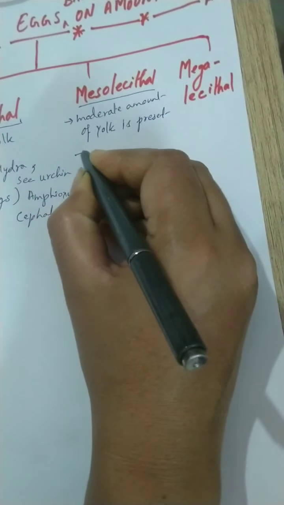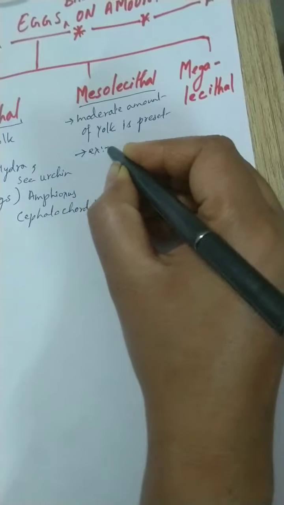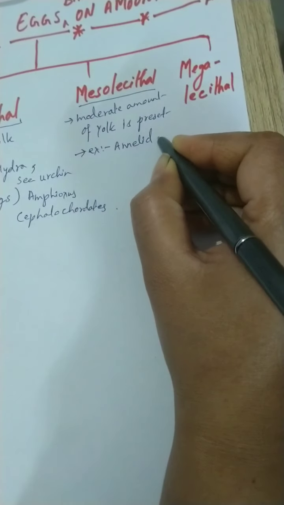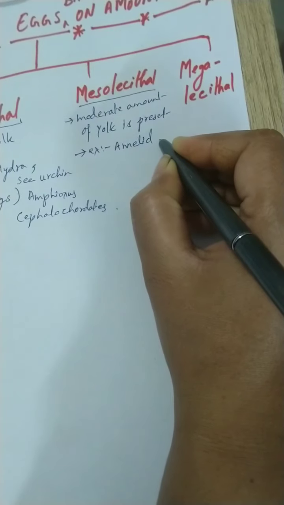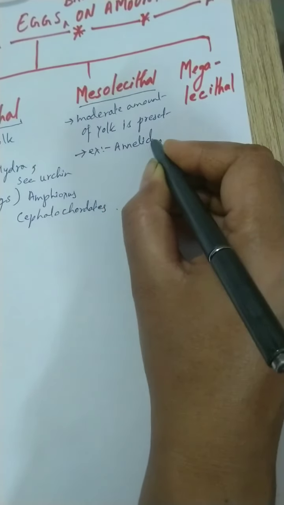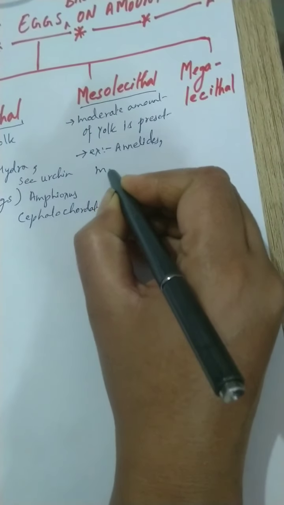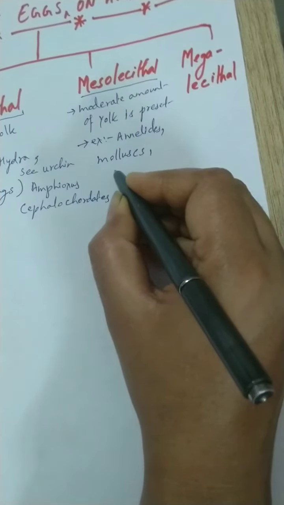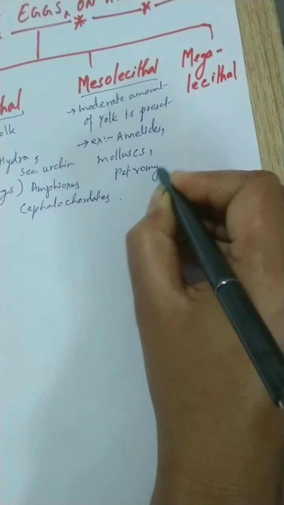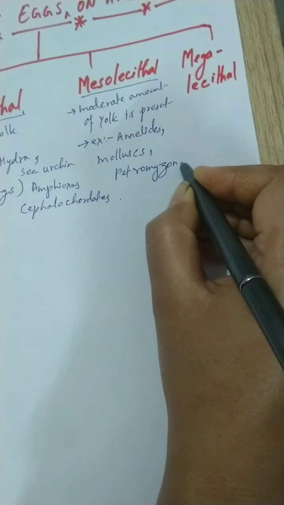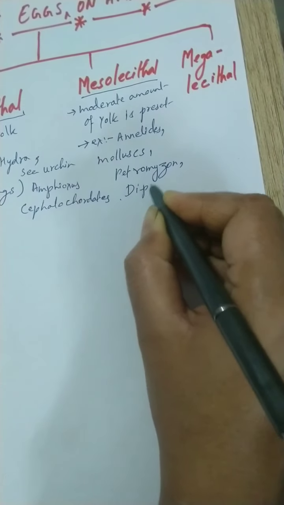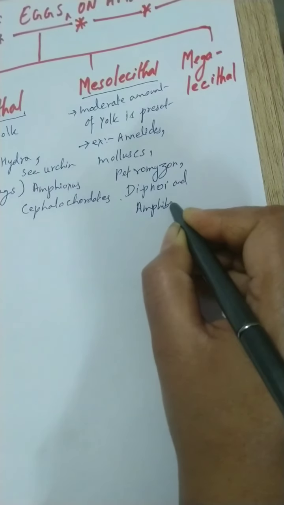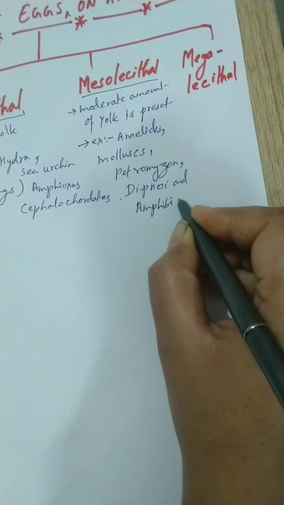These are found in annelids, mollusks, petromyzon, dipnoi, which is also known as lungfish, and some of the amphibians.